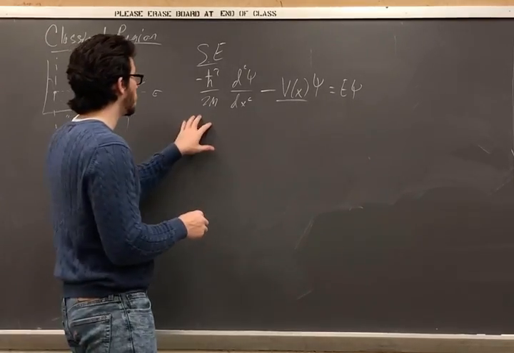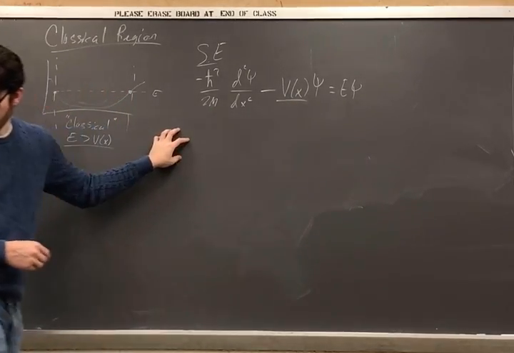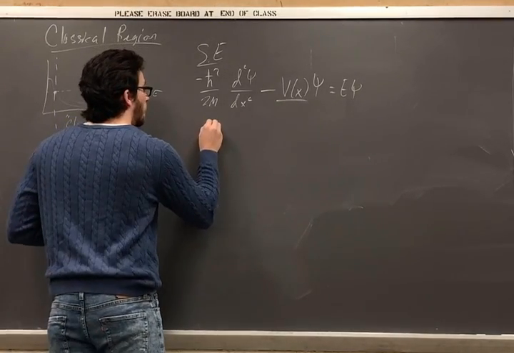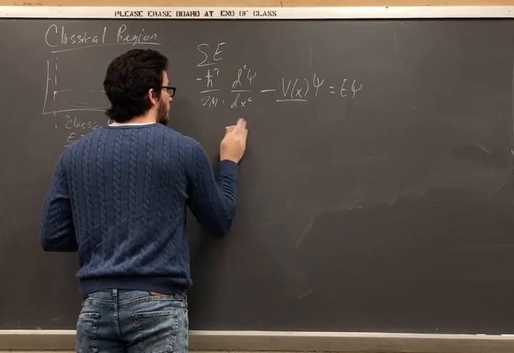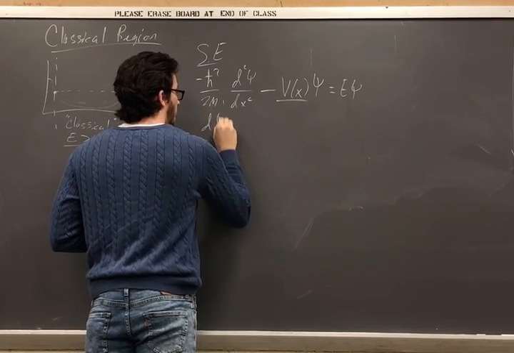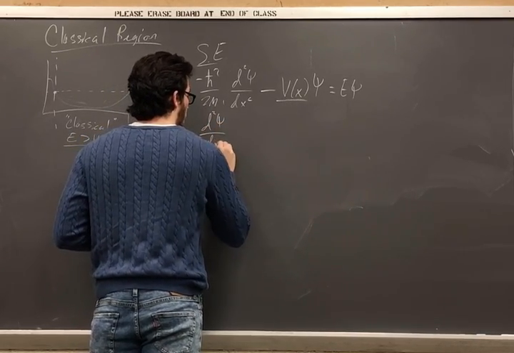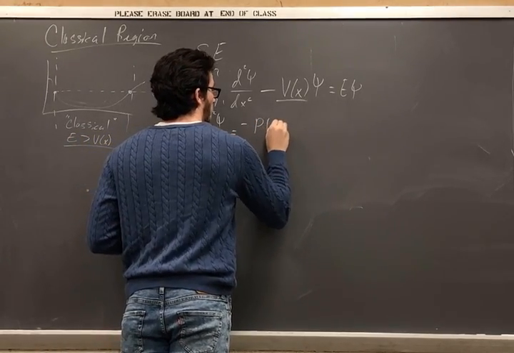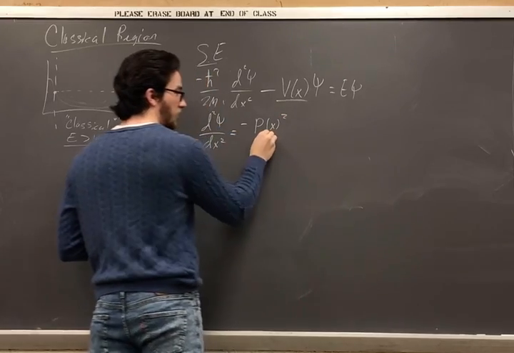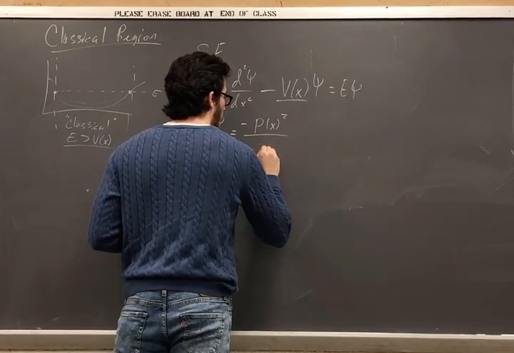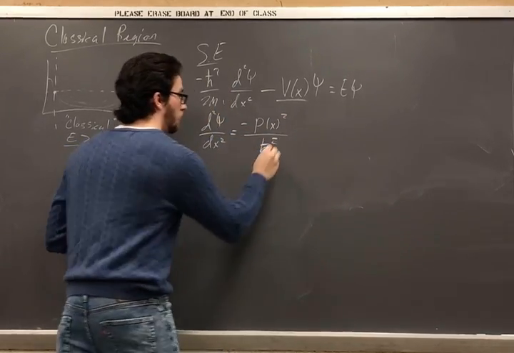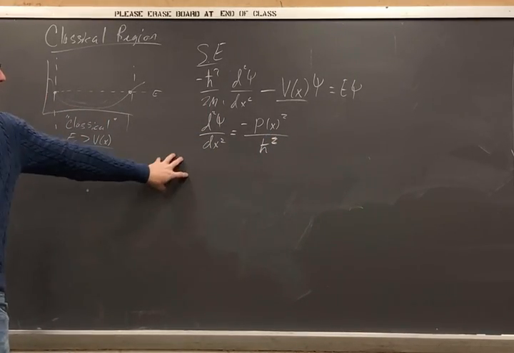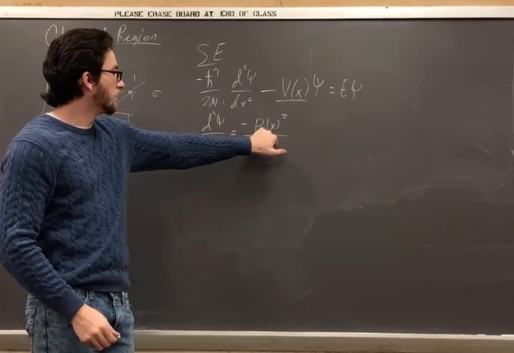So if we do some maneuvering with all this, we can isolate this and say that d squared psi dx squared equals p of x squared, I'll tell you what that p of x is later, over h bar squared. Sorry about that, so h bar squared. Now, what is this p of x?